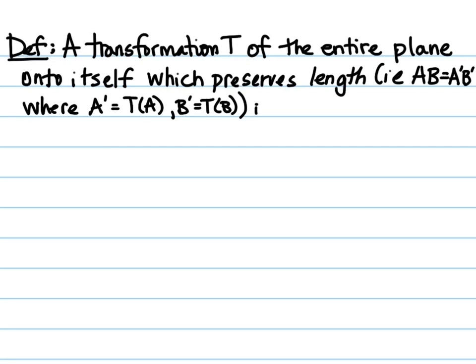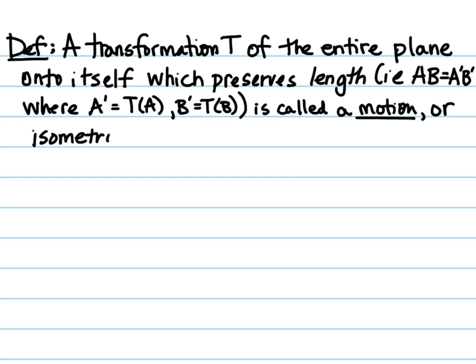So when this happens, this has a name. Does anybody know what it's called? Okay, your book calls it a motion. The other book that I'm using calls it an isometry. So an isometry preserves length. Our last example didn't do that, right? It doubled all the lengths. So dilations are not examples. They are non-examples of isometries.